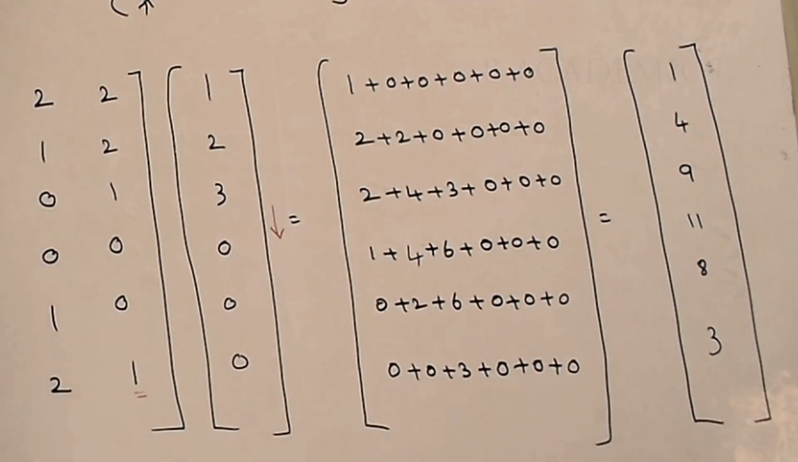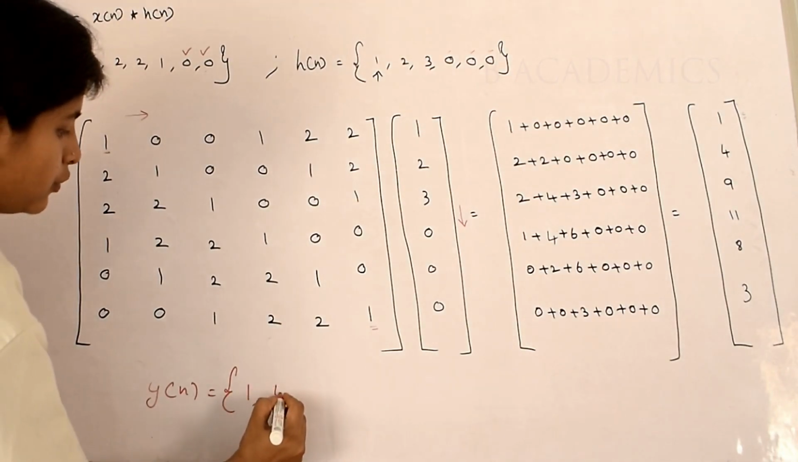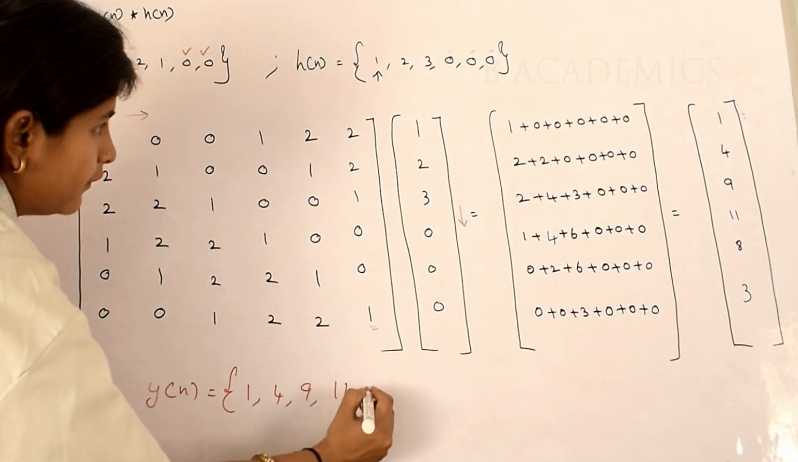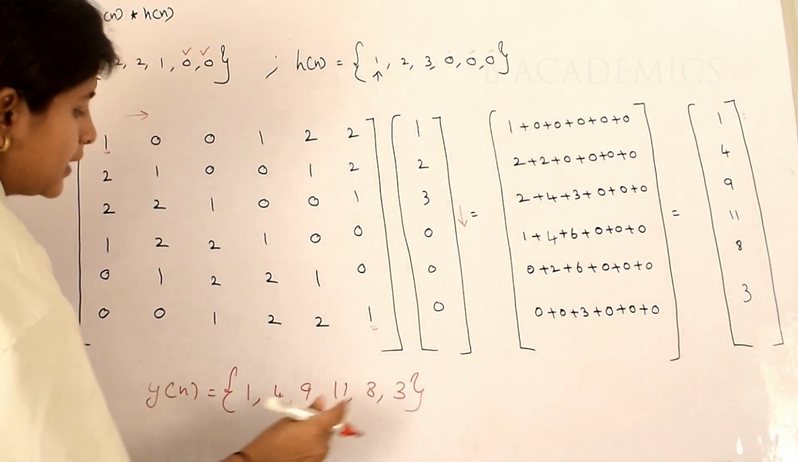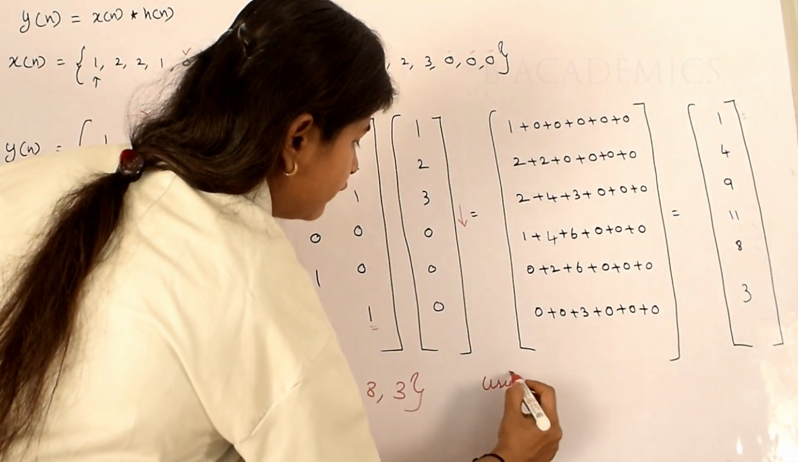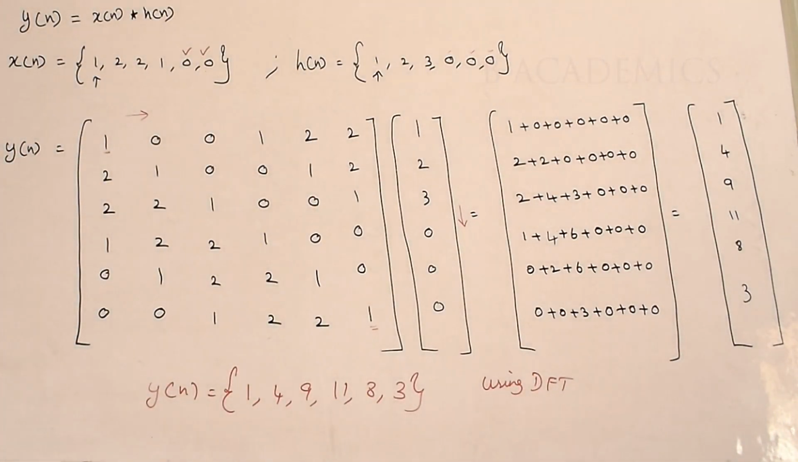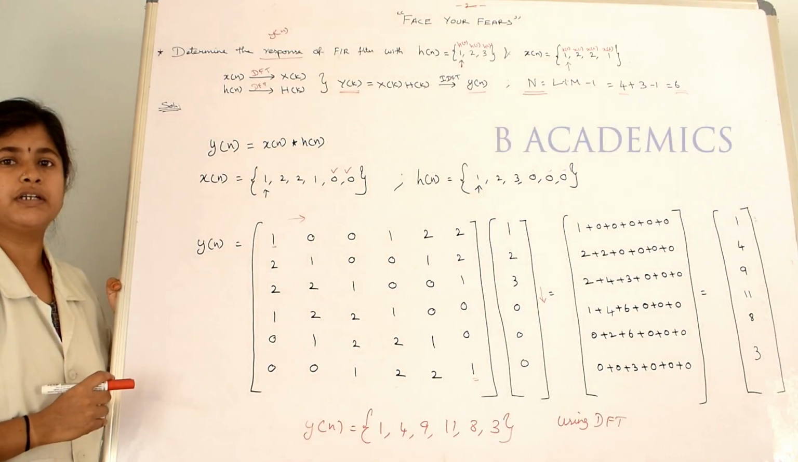So this is your y of n: 1, 4, 9, 11, 8, 3. The same answer we have got using the DFT method also. So these are the two methods, using DFT and using circular convolution, for the linear filtering method.